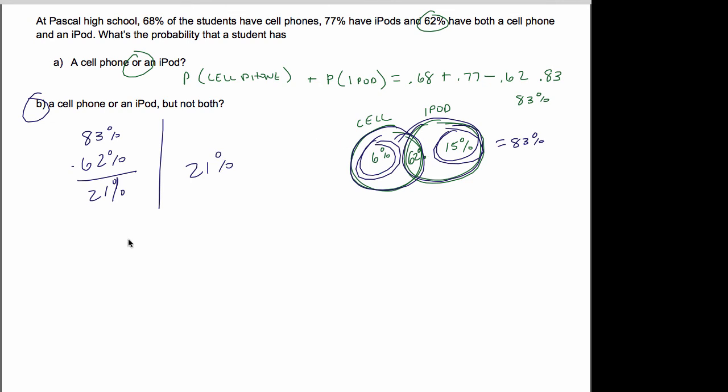Okay? So when you look at these probability problems, just remember, and means multiply, and then or means add, but subtract back the shared portion.